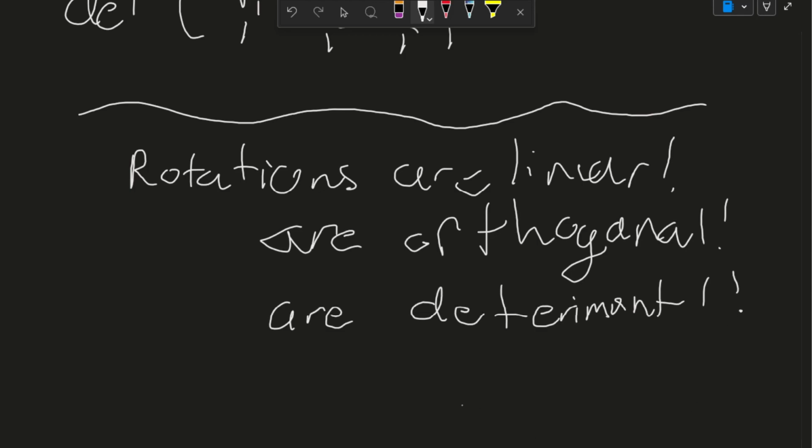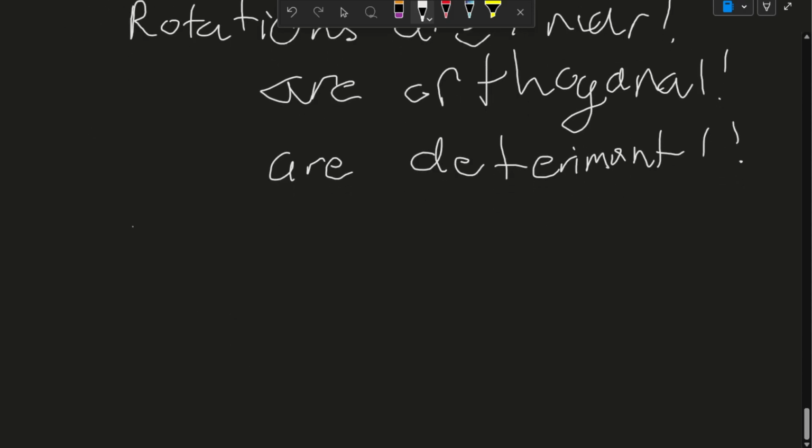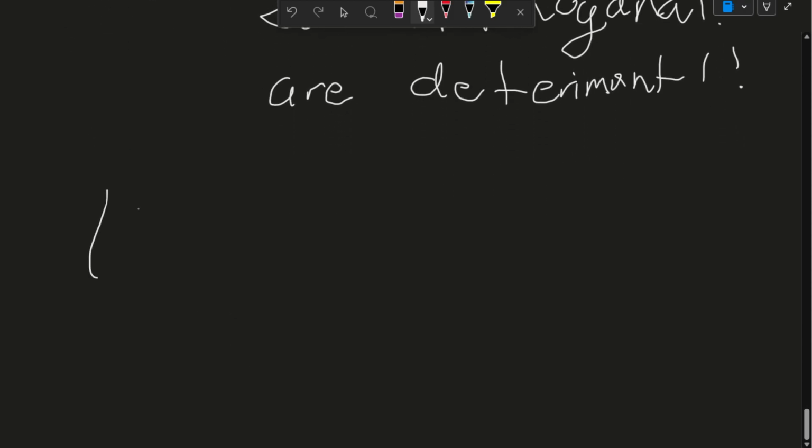So these are the 3 properties that all rotations have. And so, as a matrix, this ends up with a whole bunch of columns like this. Sorry, columns, I mean. We have a matrix Q that looks like this.